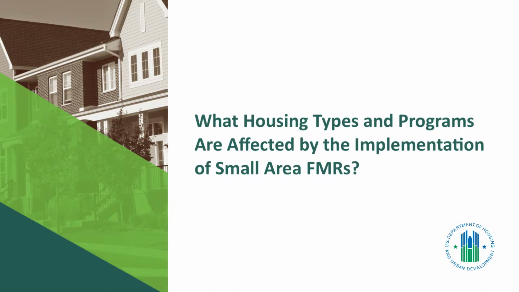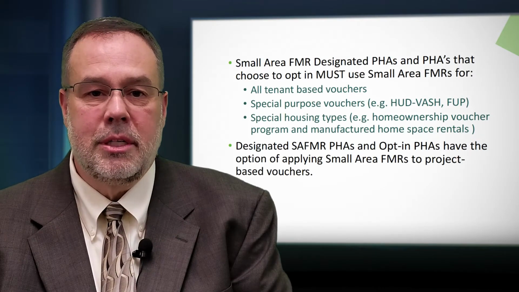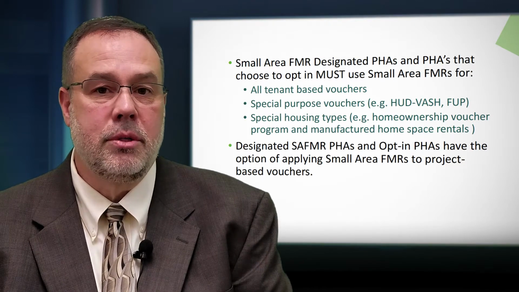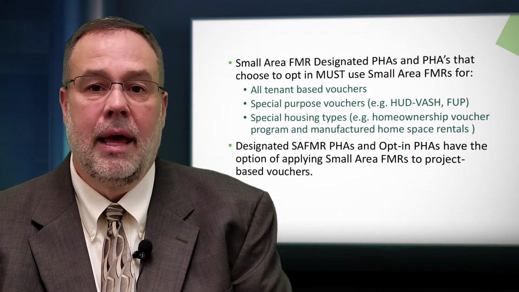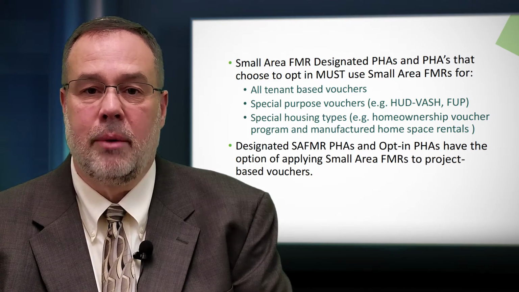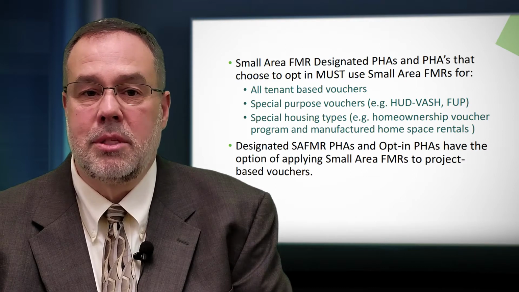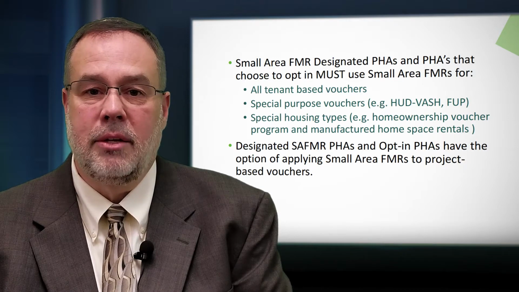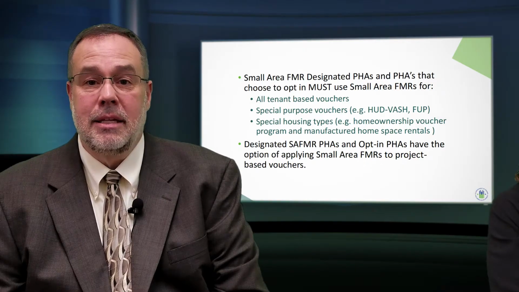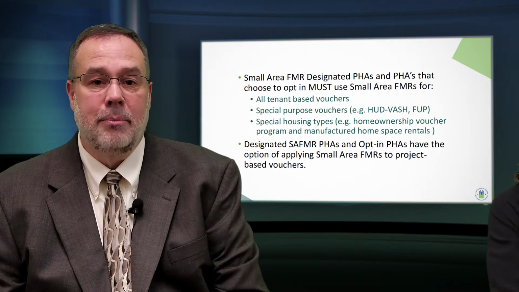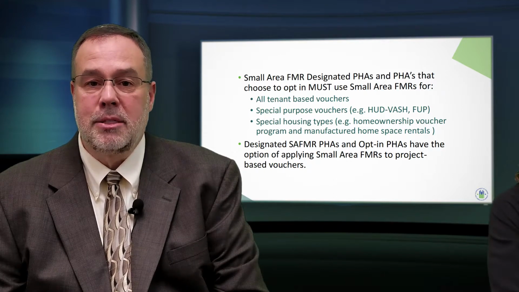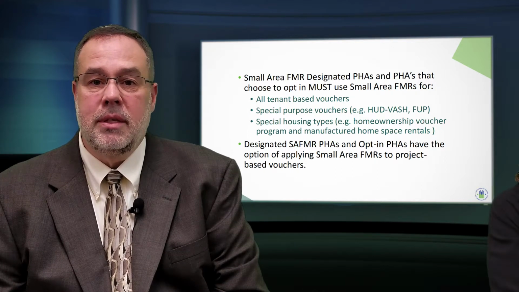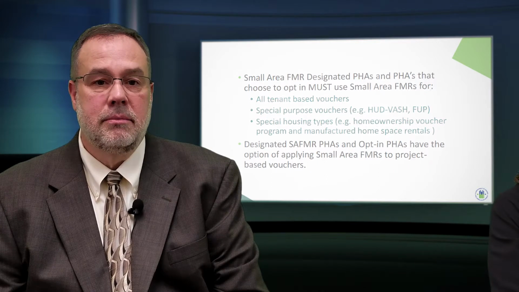Small area FMRs apply to all tenant-based vouchers, including special purpose vouchers such as Veterans Affairs Supportive Housing Program, commonly referred to as VASH, or VASH vouchers, and Family Unification Program vouchers, or FUP. All special housing types are subject to the small area FMR rule, including the Voucher Homeownership Program and manufactured home space rentals. Designated small area FMR PHAs and opt-in PHAs have the option of applying small area FMRs to project-based vouchers. We will review PBVs in more detail later in the webcast.